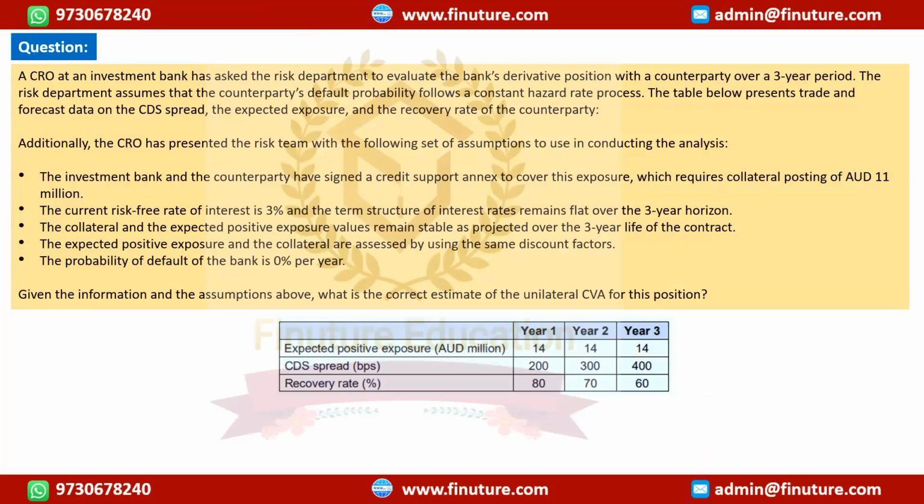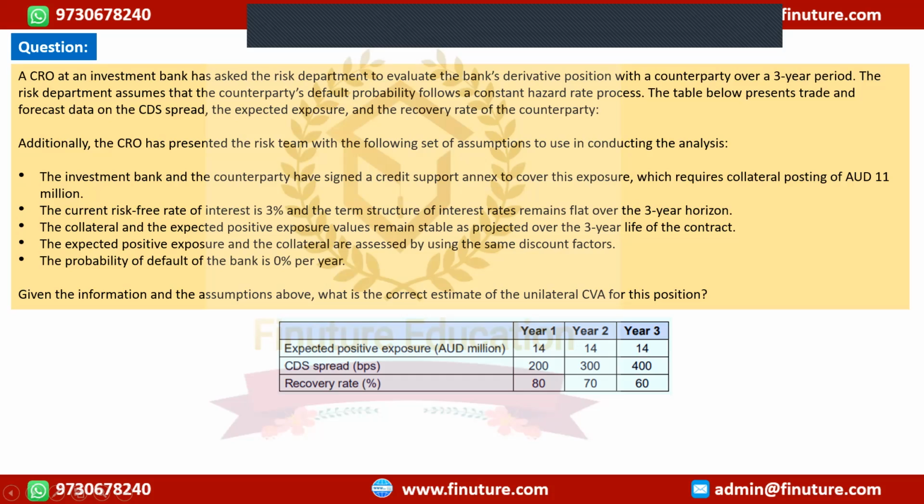So this is a question, a bit lengthy one. Let me read it for you. A CRO at an investment bank has asked the risk department to evaluate the bank's derivative position with a counterparty over 3 years. The risk department assumed that the counterparty's default probability follows a constant hazard process. The table presents the trade and forecast data for the CDS spread, expected exposure and recovery rate for the counterparty. So we have been given expected exposure.